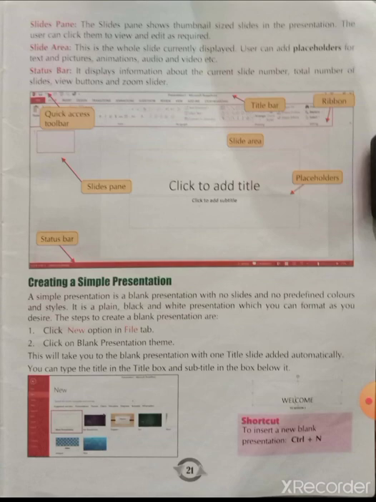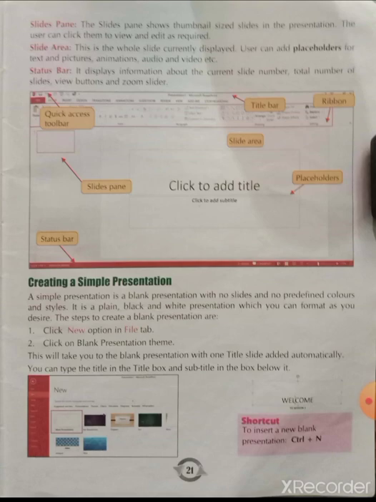So from the slide pane, whenever you select any particular slide, it will open in the slide area. Here you can see "Click to add title", that is the slide area. Understanding? Next is the slide bar. So what will you see in the slide bar? Yes, it displays information about the current slide number, total number of slides, then view buttons and zoom slider.